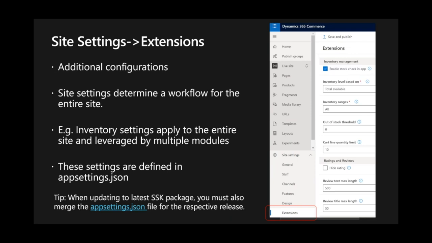And typically, if something is defined as an inventory setting, it's going to be leveraged across multiple modules. For example, inventory management settings will be used by your buy box, cart, checkout, wish list, and other modules. The site settings are defined in appsettings.json. And another quick tip with appsettings.json: when you're updating to the latest module library package, you must also make sure that you merge the appsettings.json file for the respective release so you get the latest settings as you update to your new releases.